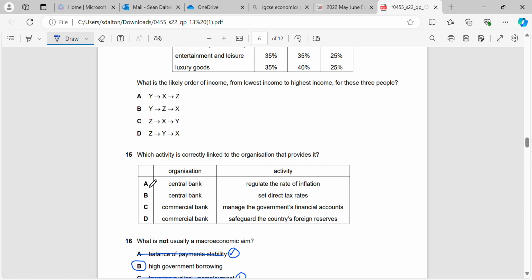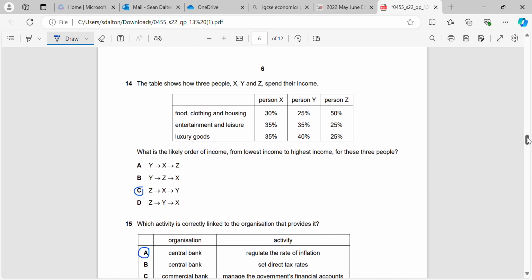Okay, 15 and 14 are from question paper 11 again, so please go look at that video if you want the full explanations for these answers.